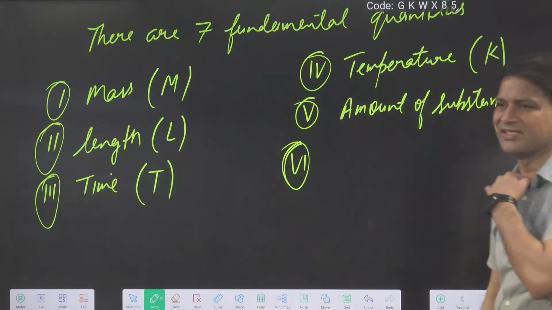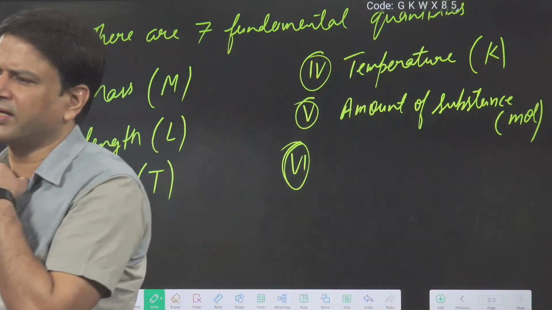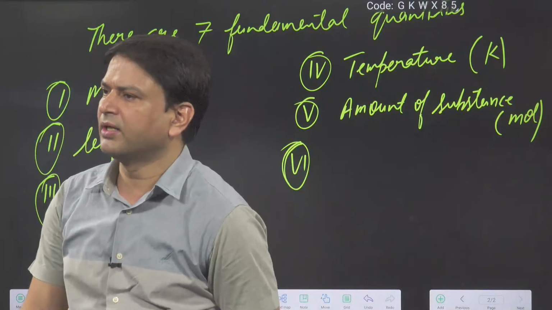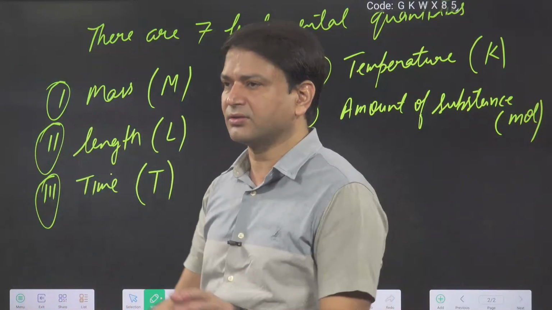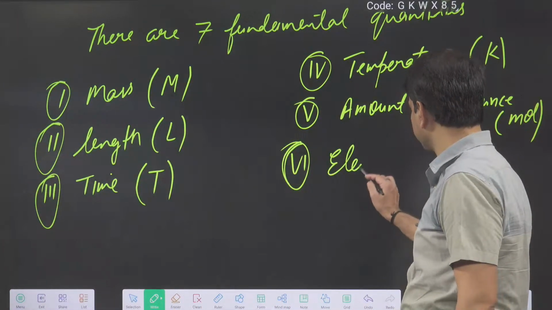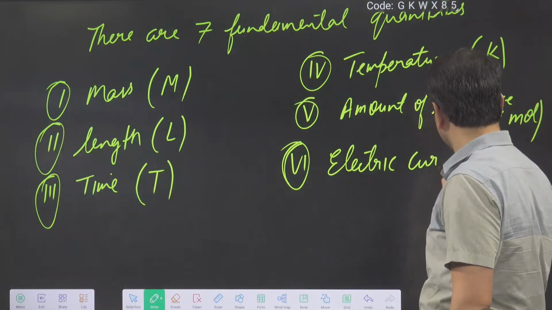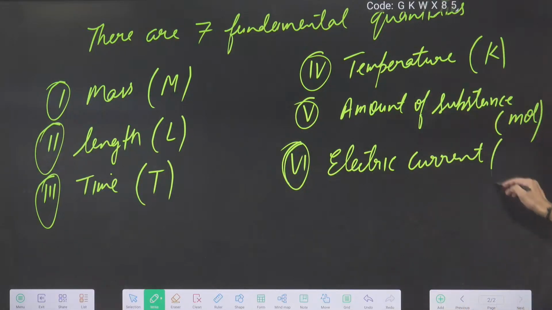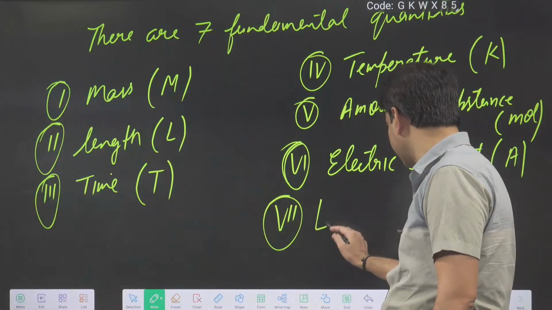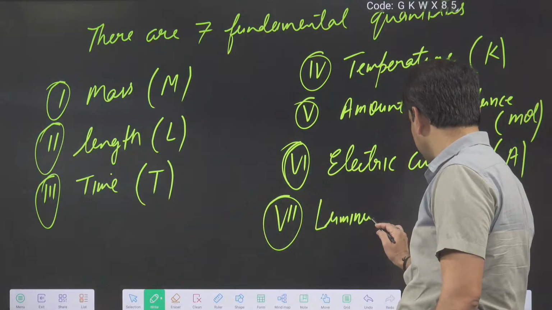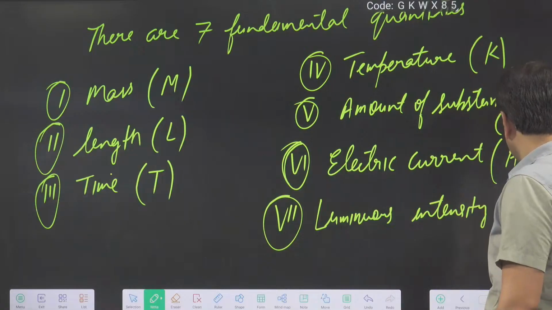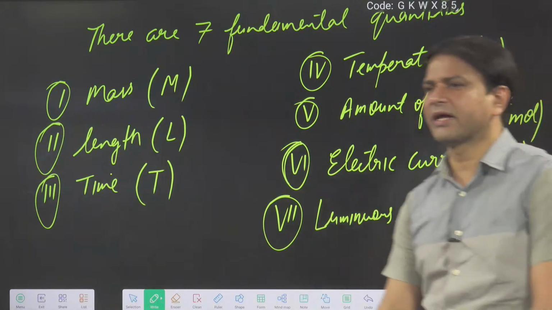Next, luminous intensity. Earlier this chapter was there, but now we will never talk about luminous intensity, but it is taken as a fundamental quantity. So the luminous intensity unit is candela. So the symbol is cd, but we will never talk about that. And one is the electric current, which we are using, that first I am writing. So electric current A, or sometimes they will use I. 7 is luminous intensity. That is cd. There are the 7 fundamental quantities.